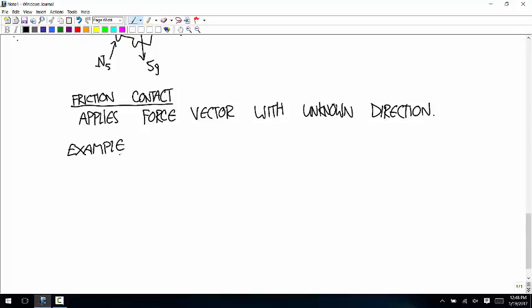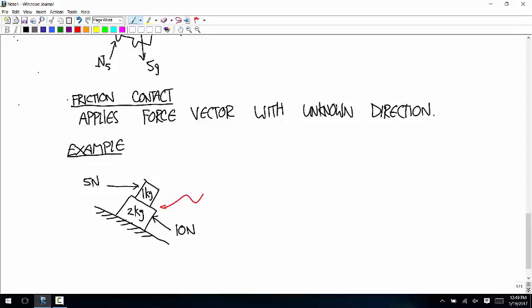So for example, if you have an incline and a 2 kilogram box sitting on the incline, and a 1 kilogram box on top of the 2 kilogram box, and let's say you have a horizontal force applied of 5 newtons to the top box, and then a force parallel to the surface applied to the bottom box of 10 newtons. And let's say both of these contacts have friction.